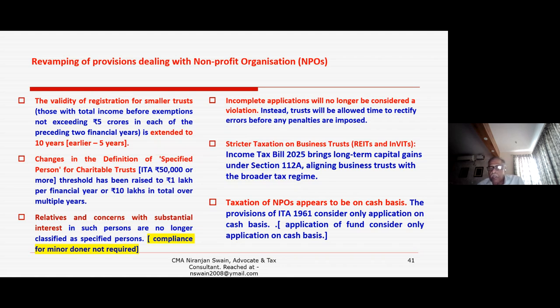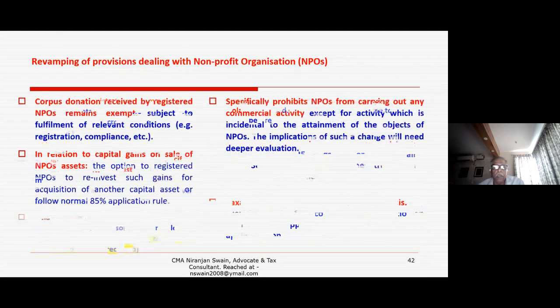Strict taxation on business trusts. Taxation of NPOs appears to be on cash basis. So these are the amendments they made to have more control. Corpus donation received by a registered NPO remains exempt, but the reporting will be there. Who is making the contribution, that reporting continues. So these are the major changes that have taken place.